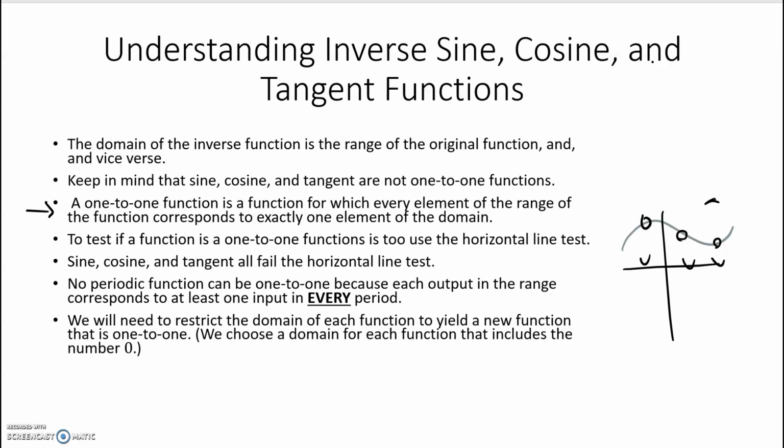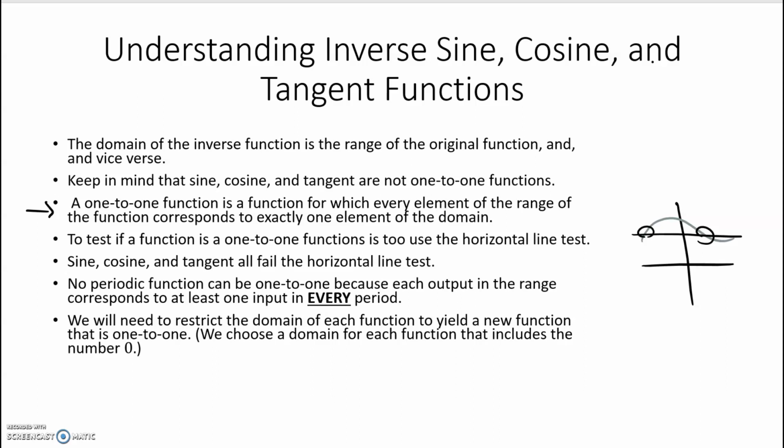Now I need to test, is it a 1-to-1 function? Let me redraw that. Well, if I draw a horizontal line, it crosses 1, 2, so it fails the horizontal line test. And you could say that that is a cosine or a sine function right there. It has that shape. So it's not a 1-to-1 function because it fails the horizontal line test.